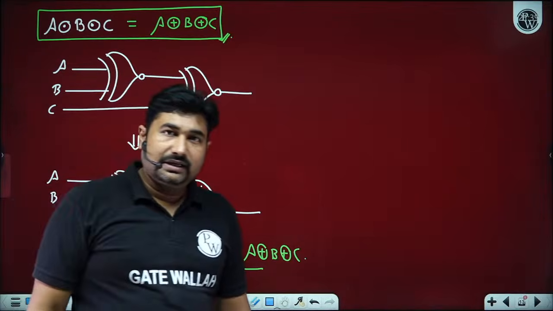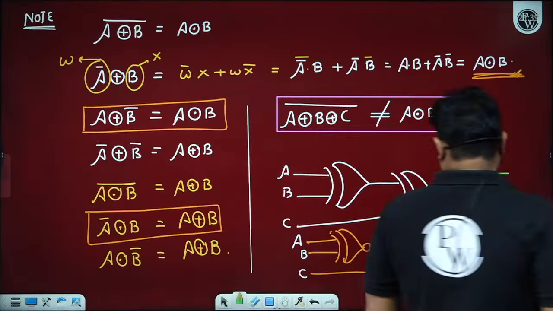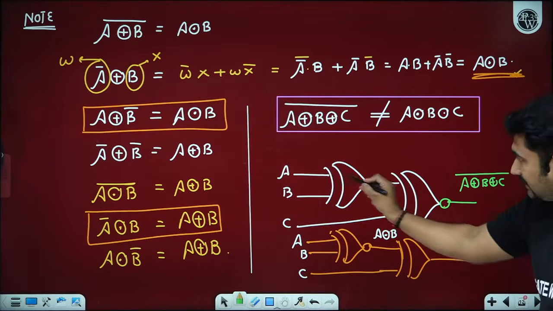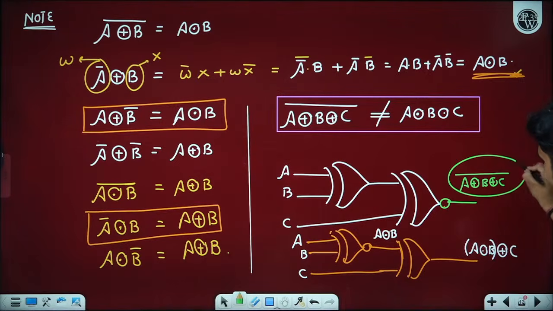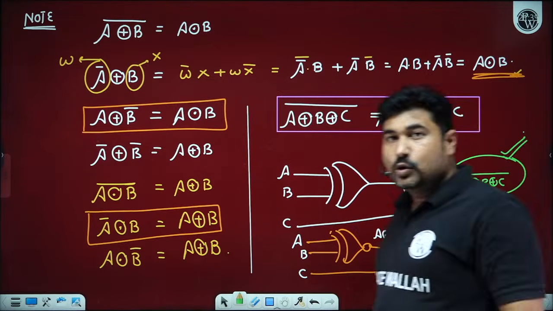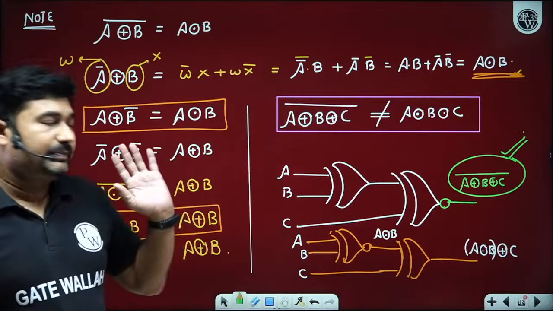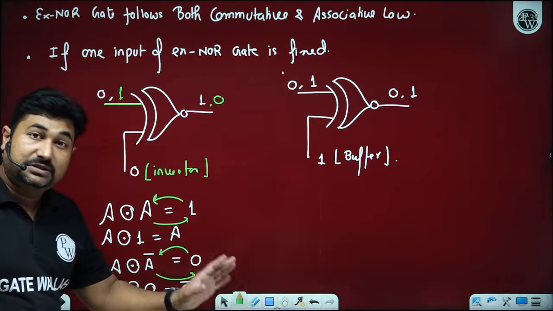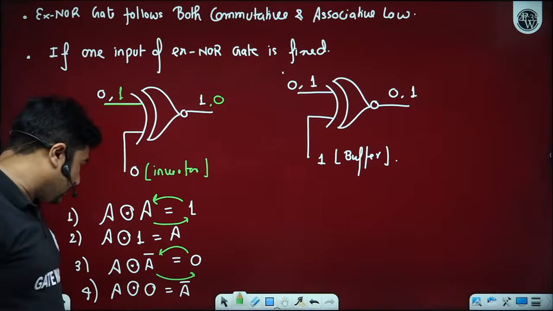Is it okay? How many of you are able to understand, Betaji? So whenever you see it like this, this always represents A XOR B XOR C whole complement. Always remember this. So up to this part, everyone is able to understand the XNOR gate as well and its relation with the XOR gate?